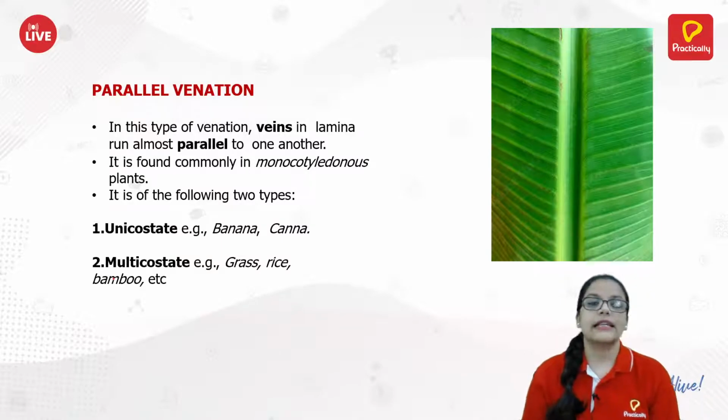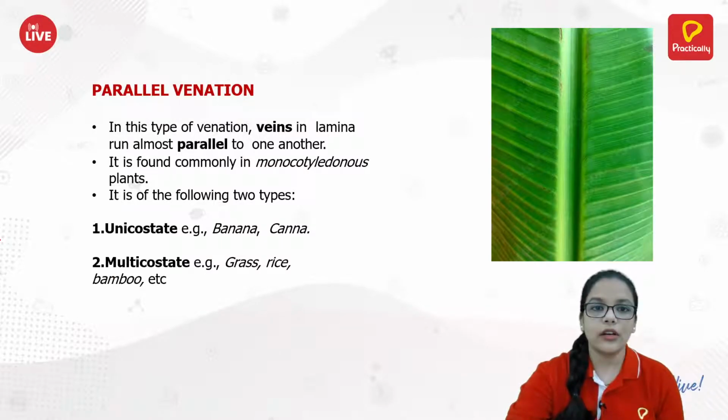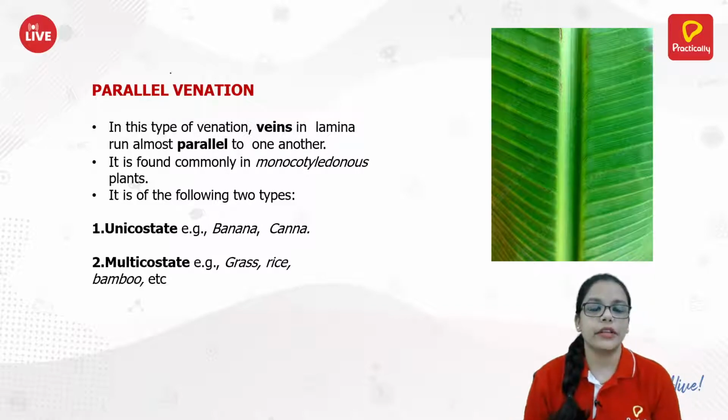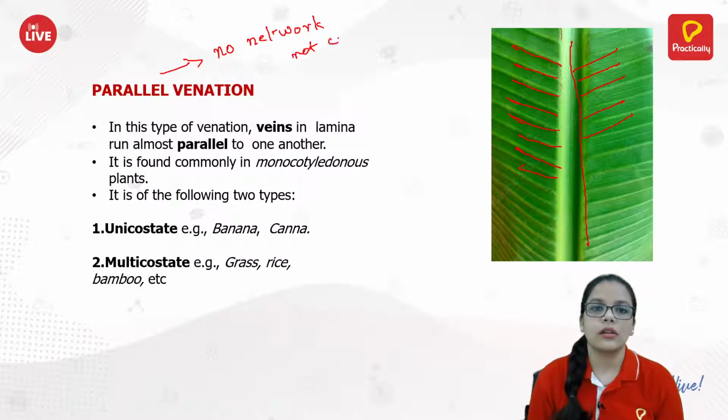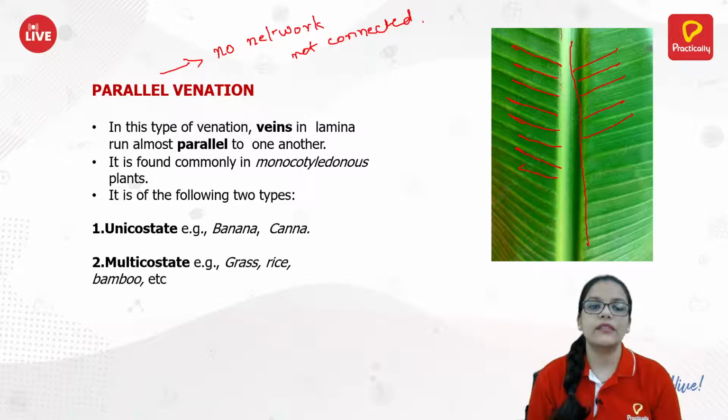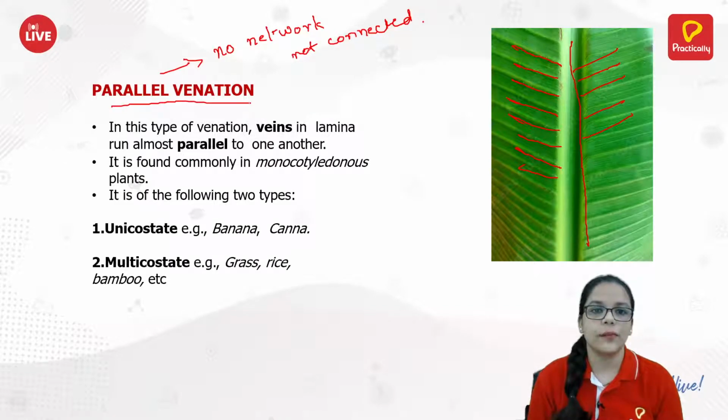Next there is parallel venation. Here, what happens? In parallel venation, there is no network. It is not related. See here, this is a banana leaf, so it has its own structure like this. Can you see? This is the mid vein. This is the main one, and then they're not connected to each other. That kind of leaf is known as parallel venation. They are just parallel.